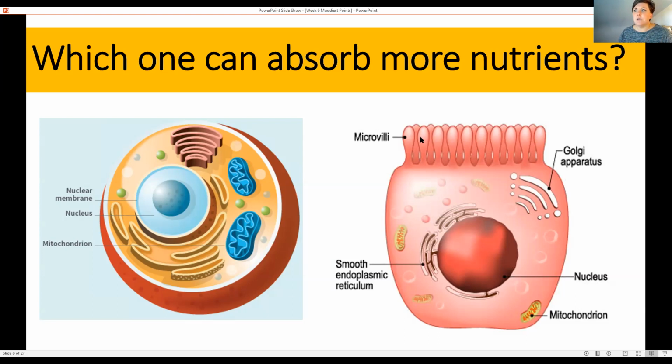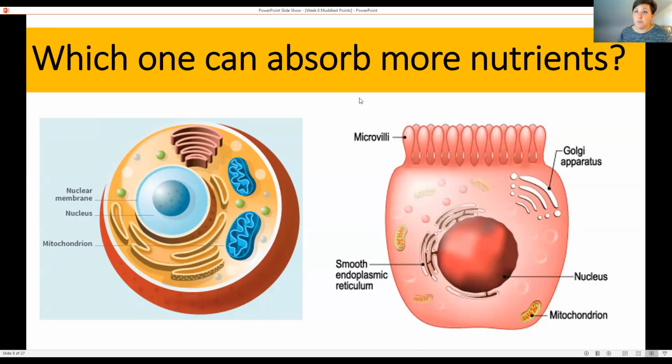This is just looking at 2 cells. This is a general cell, and this is an intestinal epithelial cell with microvilli. If you look at my arrow, let's say that my arrow is nutrients that need to get into cells. With this cell, nutrients can pass through the membrane like this, all around the cell. It can absorb a decent amount of nutrients. But if you look at this cell, whose purpose is absorption and has to have a lot of stuff absorbed into the cell, intestinal epithelial cells are very large.